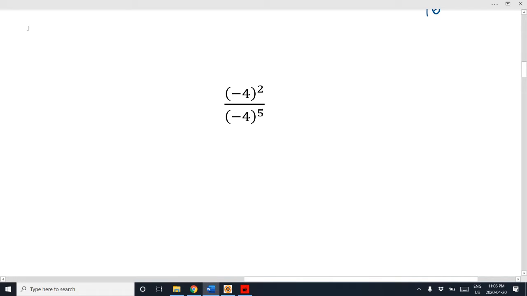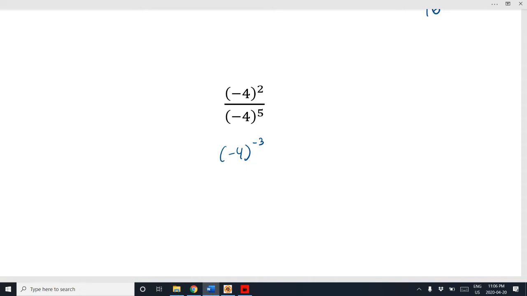Using the same exponent rules that we used before, we can subtract these exponents. This will leave us with negative 4 to the power of negative 3. We can evaluate this now using our new exponent rule for negative exponents.